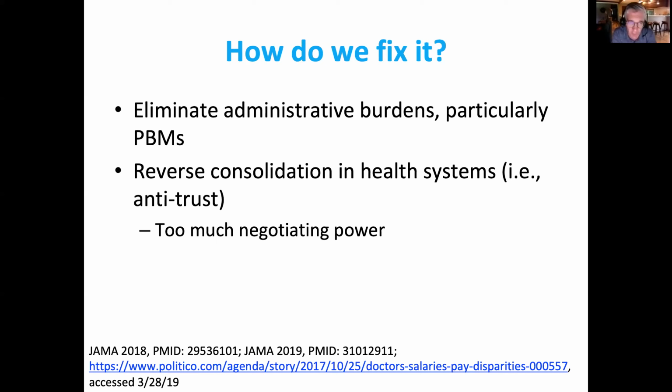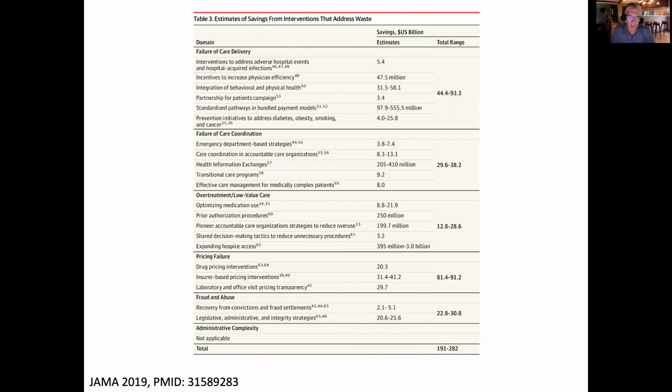We should reverse consolidation in healthcare systems by invoking antitrust laws. Again, I showed you in a previous slide that this was one of the strange outcomes of the Affordable Care Act, that it explicitly promoted consolidation of healthcare systems, but it ended up giving them so much negotiating power that they drove up the cost of care. But in terms of eliminating administrative stuff in the classical sense, it's much harder.